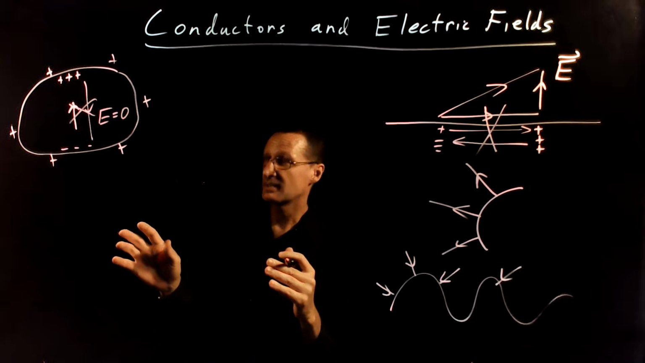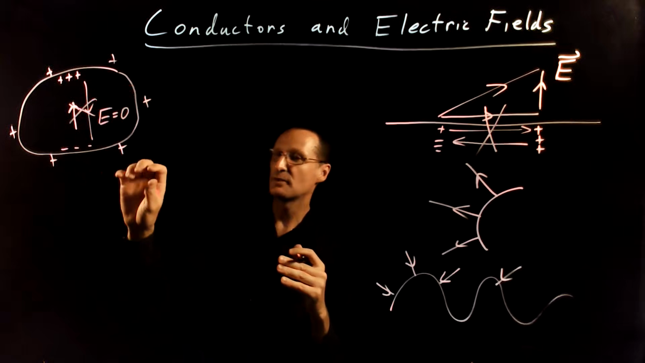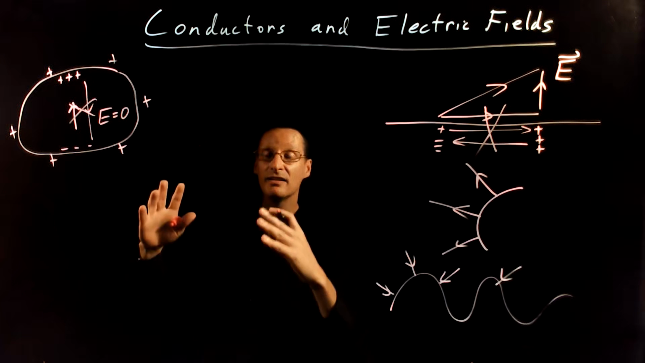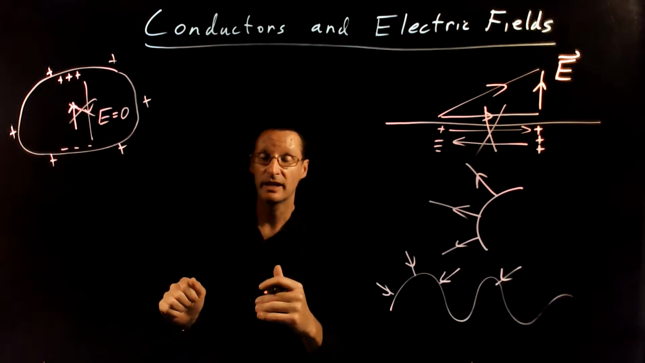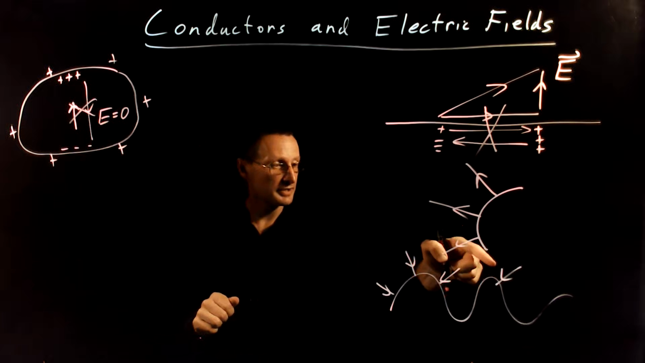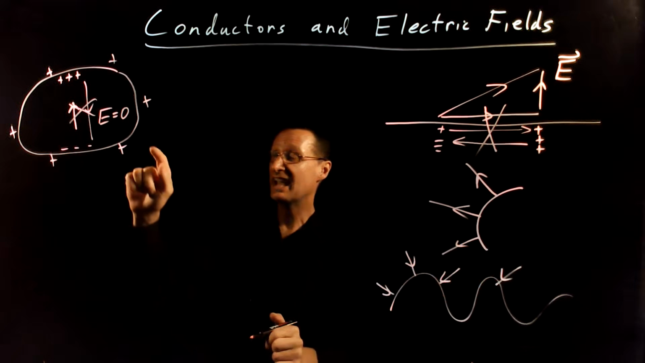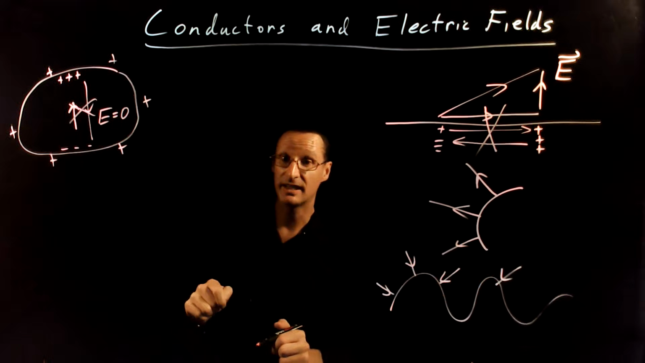Another way to say this is that if the electric field is not zero, the charges will move until they are in a configuration that makes the electric field zero. Okay? So the electric field must be perpendicular to the surface, and the electric field must be zero inside.